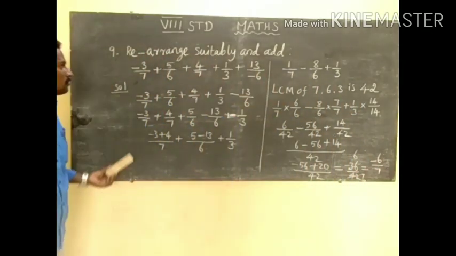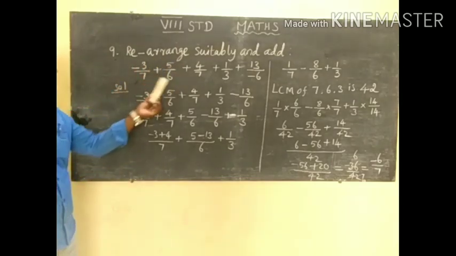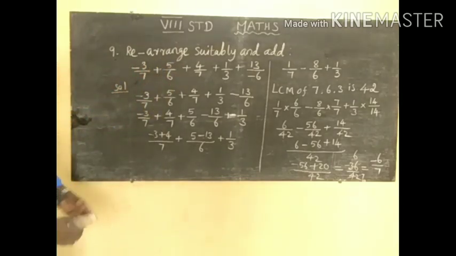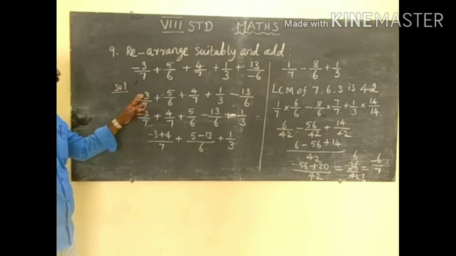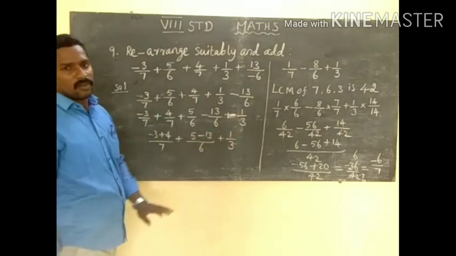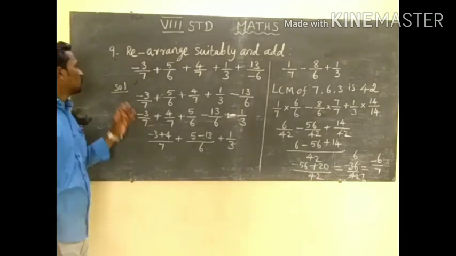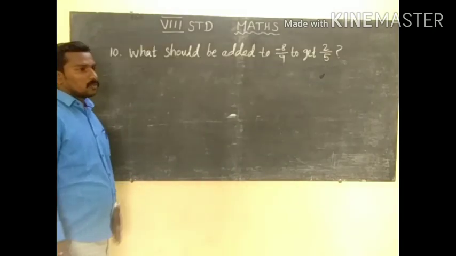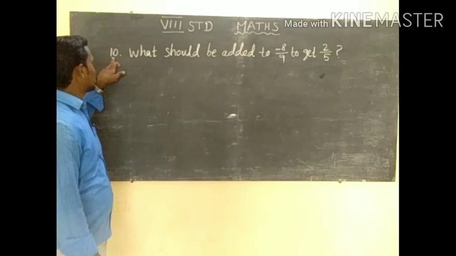Have you understood the sum? The sums are given on the slides. First we compare like terms, then find the LCM of the denominators, and we get the final answer. That's all for the 9th sum. Okay, dear students, now we will discuss the 10th sum.